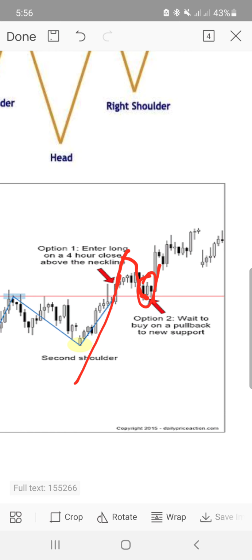You understand? Some people don't wait for pullback. Some people enter immediately it breaks the neckline, while some wait for pullback before they enter. You understand? So traders vary. So you just need to know the kind of trader you are and what method works best.